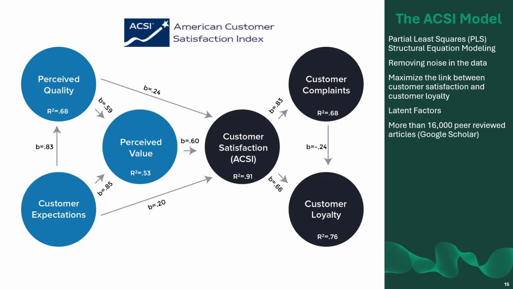All relationships in the so-called ACSI model are tested simultaneously using partial least square structural equation modeling, or we shorten it to PLS. The focus is on removing noise in the data and maximizing the link between customer satisfaction and customer loyalty, and especially customer retention within loyalty. All constructs are so-called latent factors composed of multiple reflective scale items, factor loadings for each. The model was established in 1994 and has been scholarly tested in more than 16,000 peer-reviewed articles, according to Google Scholar.